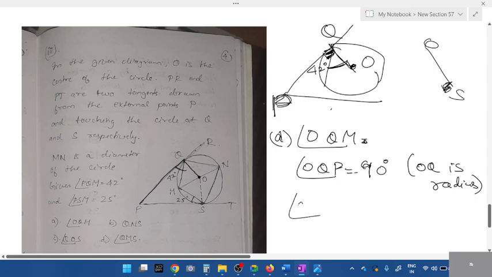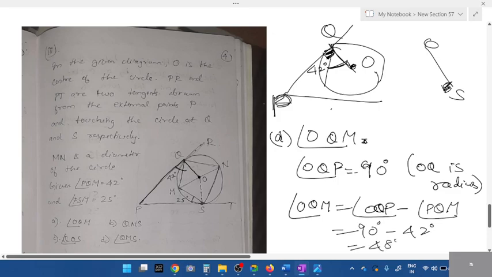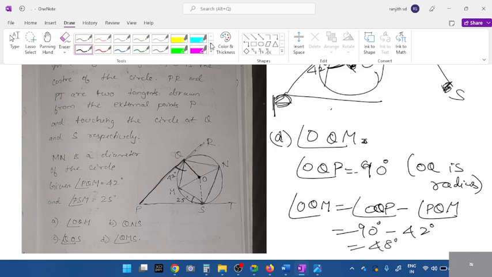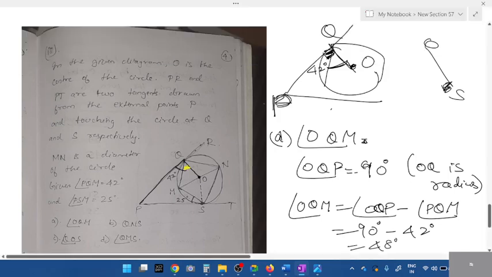Then, if you want to find angle OQM, simple. It is OQP, 90 degrees, minus PQM. Look at angle PQM, all of you. 90 degrees minus 42. The answer is 48 degrees. So they've asked this part. I'll write it in yellow. This part is what they've asked to find. 48 degrees. 90 minus 42 is 48 degrees. Is it clear? Did all of you understand the first one?